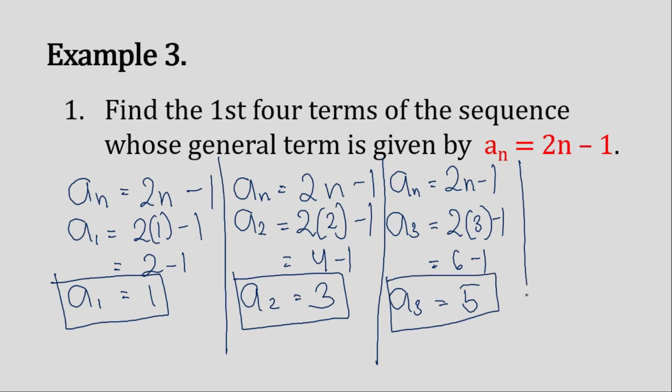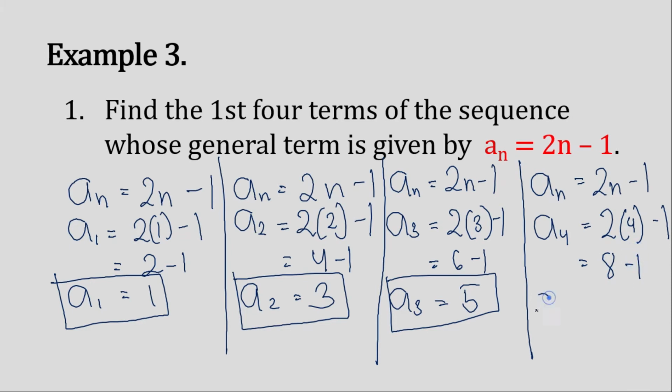And for our fourth term, just copy again the formula. A sub n is equal to 2n minus 1. So let's solve for the fourth term. That is a sub 4 equals 2 multiplied by 4 minus 1. So that is 8 minus 1. So a sub 4 is equal to 7. Now the first 4 terms for the given general formula are 1, 3, 5, and 7.